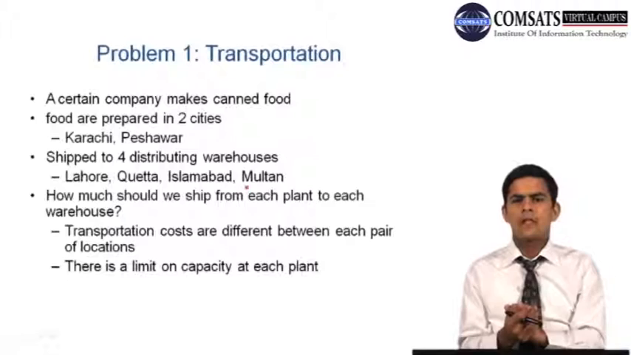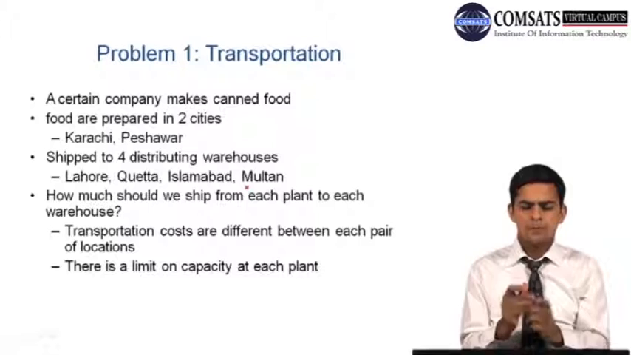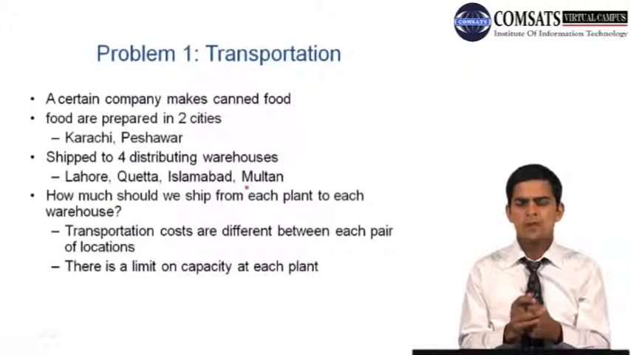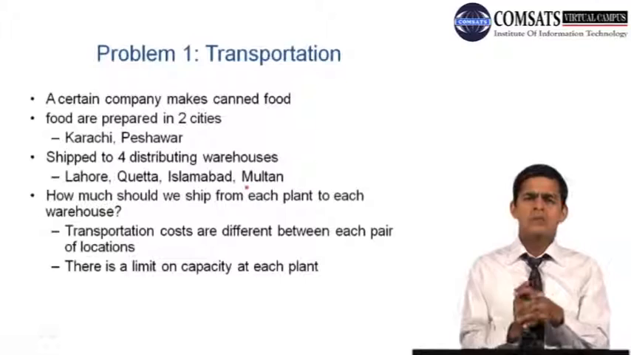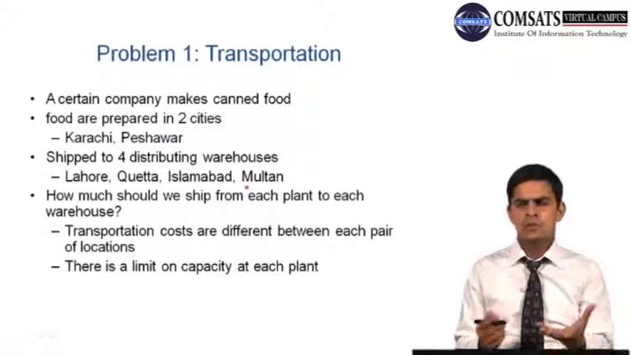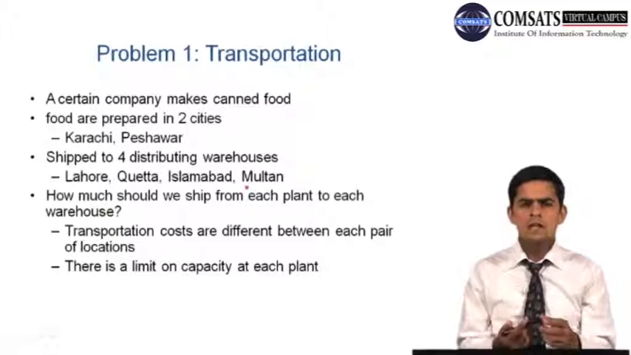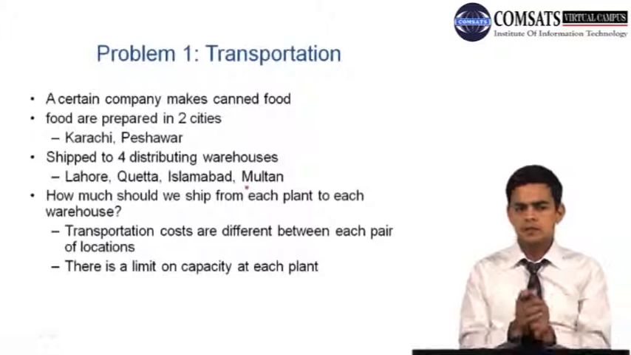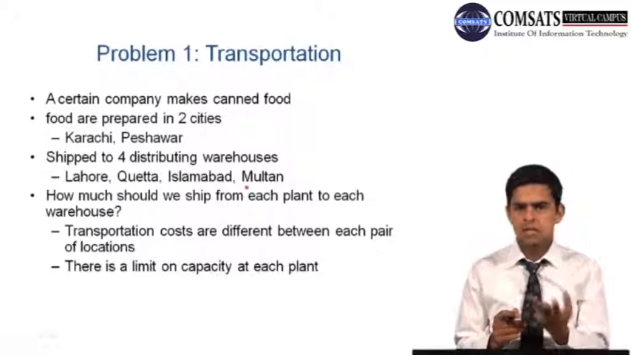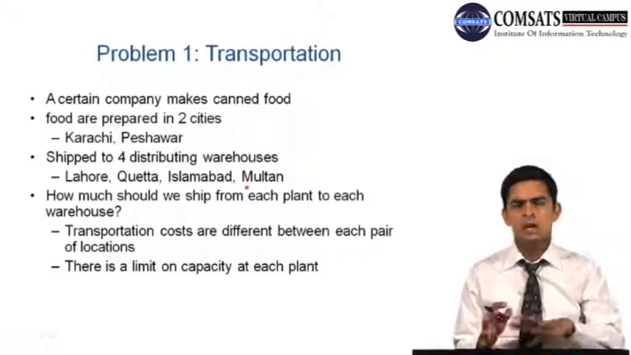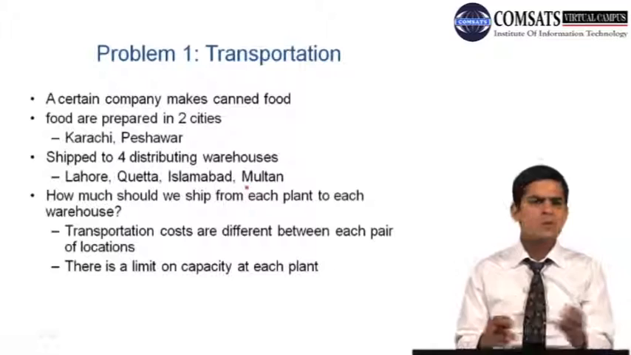So here we go. Here are some of the problems that we face in real life, and why they are optimization problems. The first one: there is a company that makes canned food. You usually go to a supermarket and get some canned food, for example canned beans, canned fruits, even some cooked food. All of these are available in the market. So let's say there is a company which makes this food. The company has only two food processing plants, one in Karachi and another in Peshawar. There are only two. But of course, the company operates throughout the country.